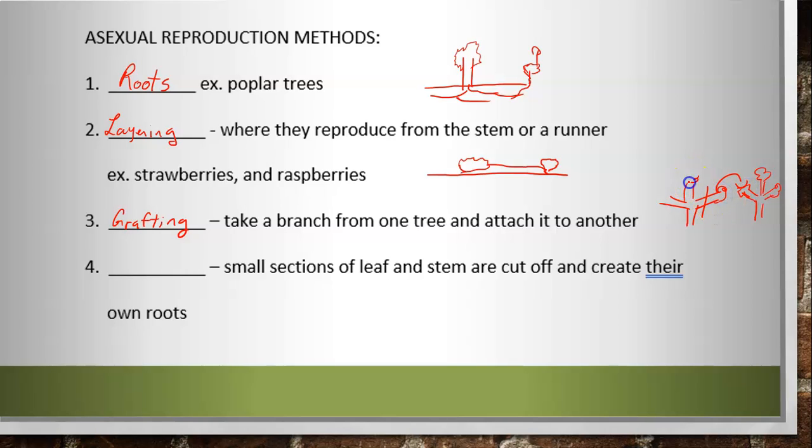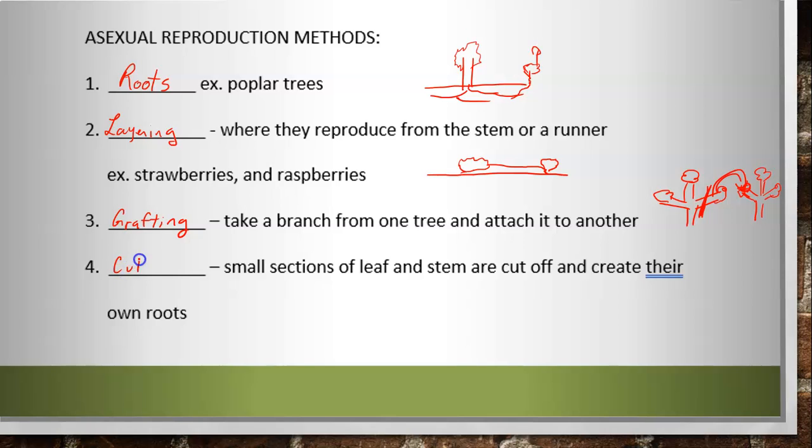Right, so it's cutting off one, placing onto another. And there is actually a technique to make sure that it stays on and stays in place. But this is where you get some trees that actually have, let's say, apple trees that actually produce multiple types of apples. It's because they've actually just grafted different branches onto the same tree.